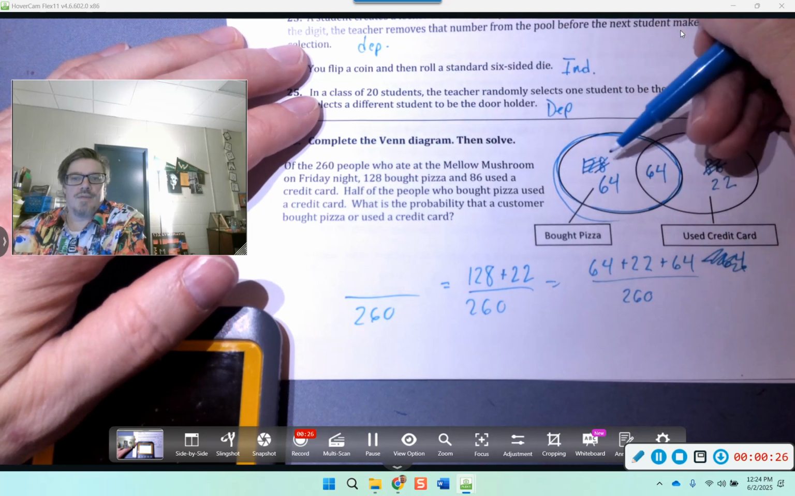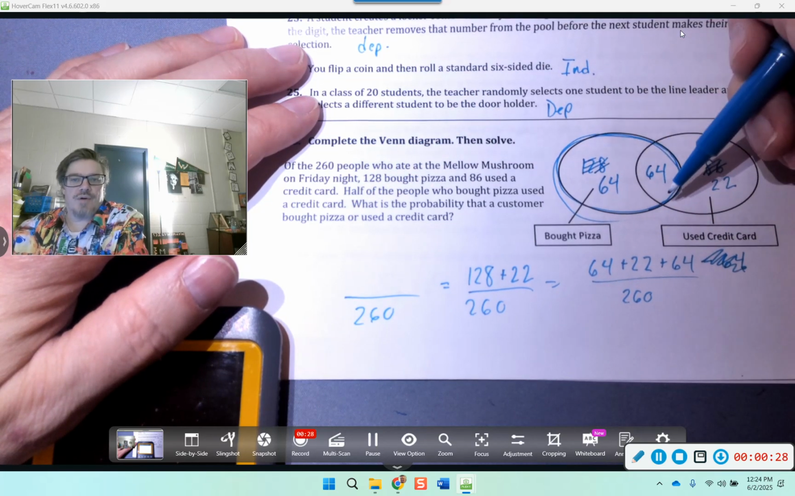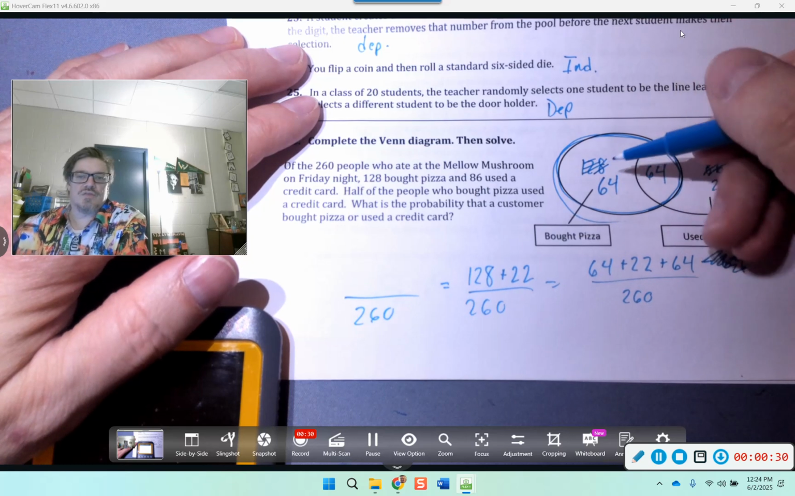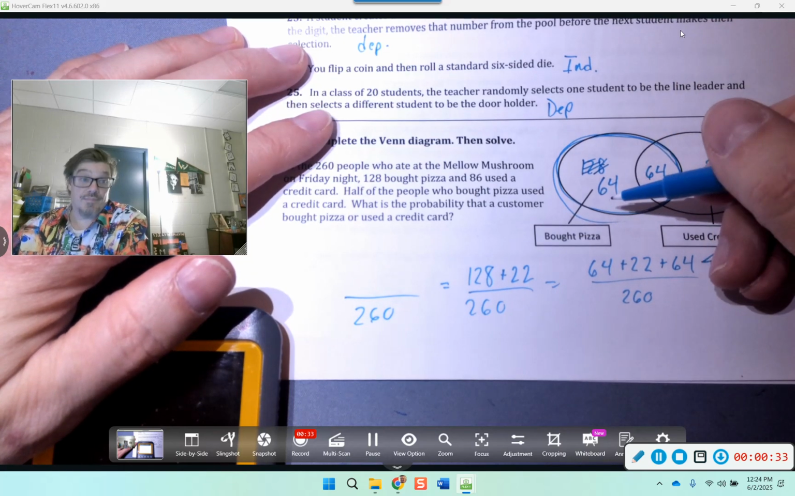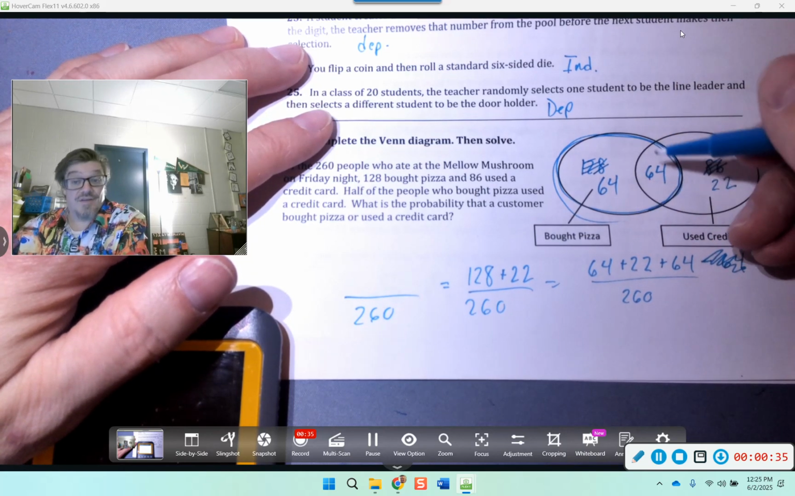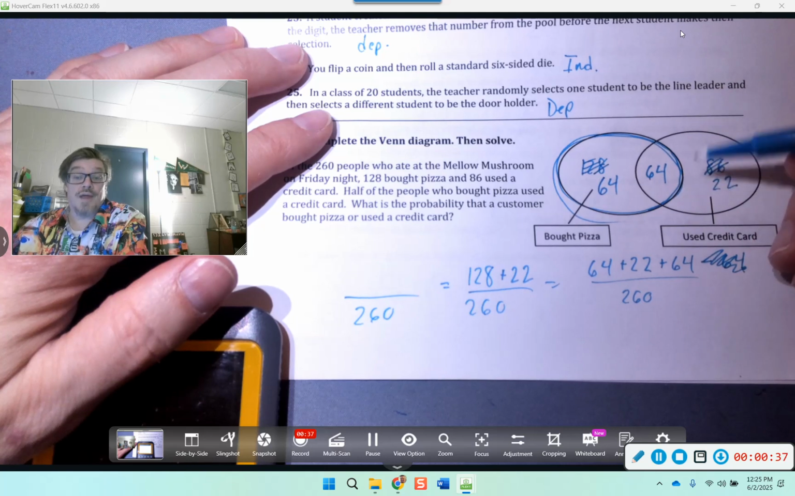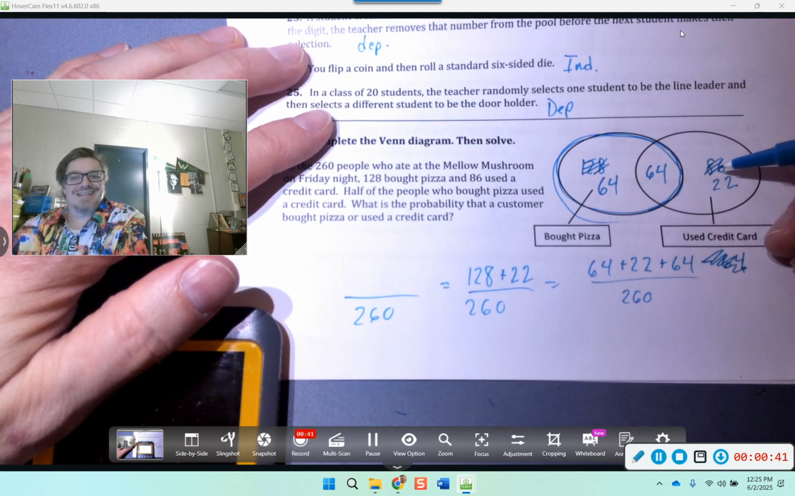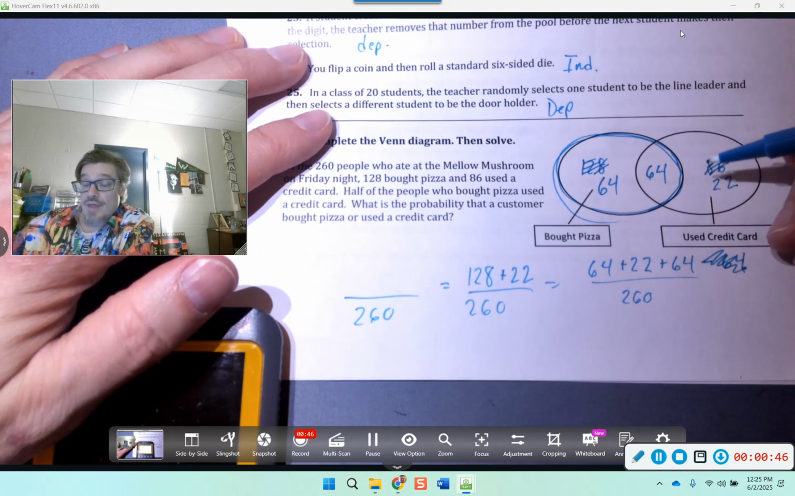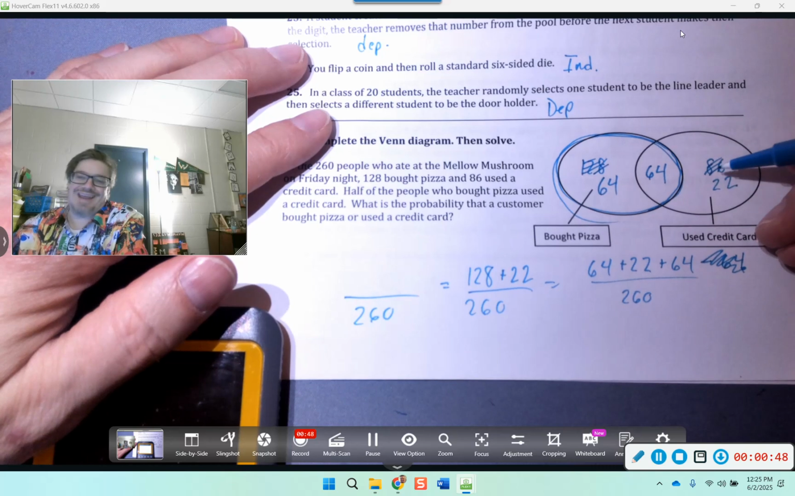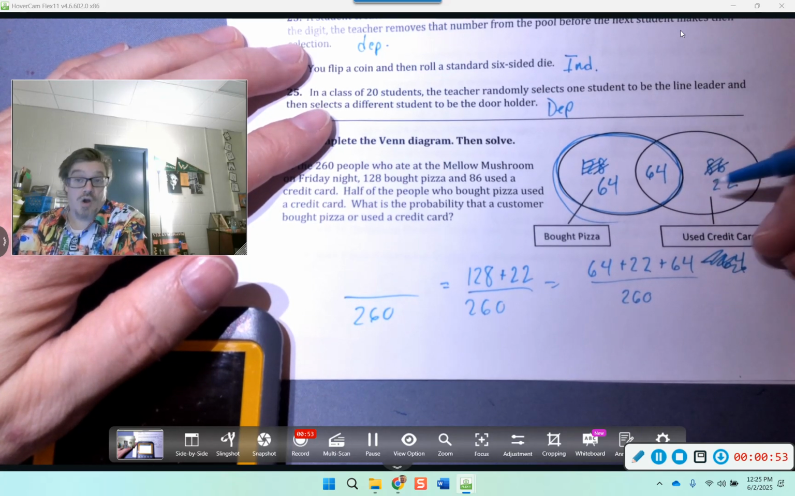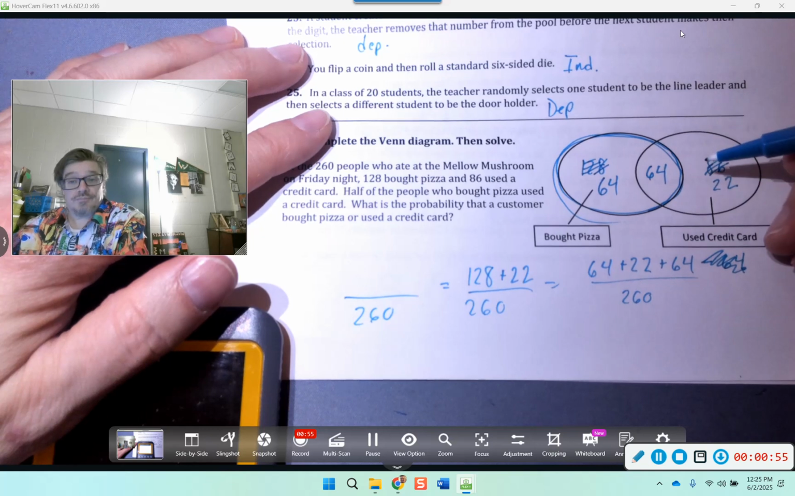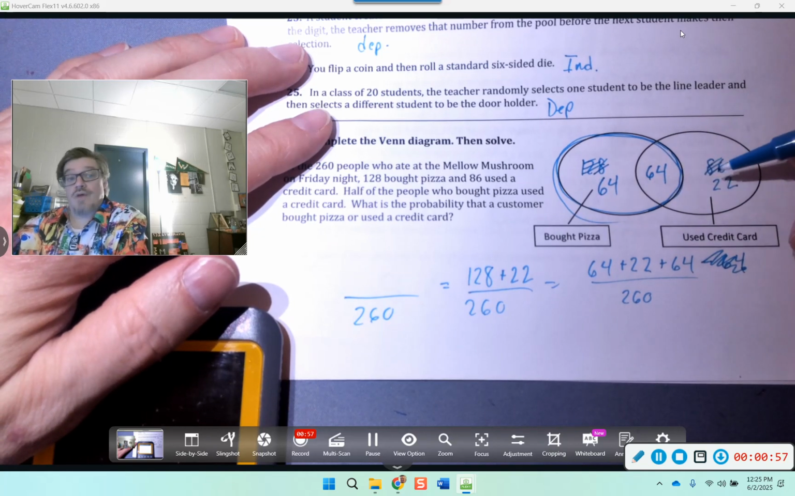So even though we've got 128 for the bought pizza, what you can do is cross out the 128 and just have 64 that only bought pizza, and then the other half actually did both. Okay, so there's kind of two ways you can look at this. You had 86 that used the credit card, but remember 64 of them did both. And so 22, once I took 86 minus 64, 22 of them only used the credit card. Okay, so this is how the Venn diagram should look.